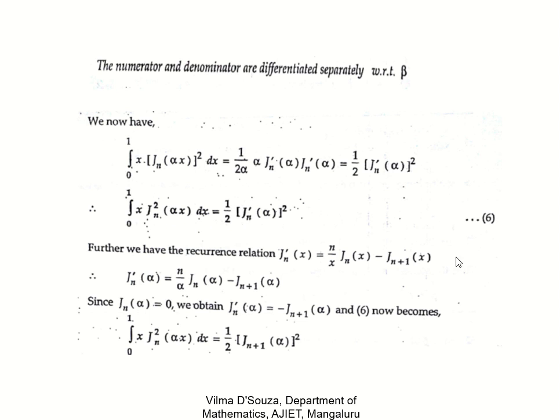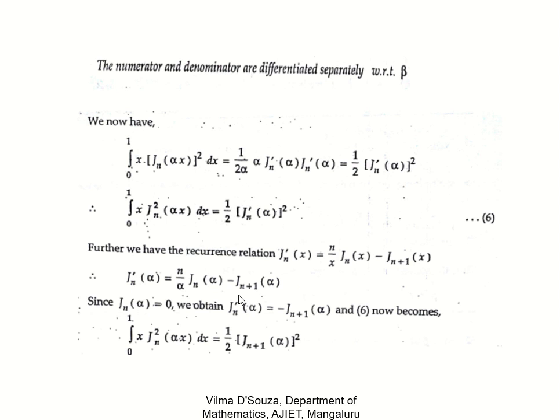Further, you need to remember this recurrence relation. Jn dash of x is equal to n by x Jn of x minus Jn plus 1 of x. So what is Jn dash of alpha from this? Jn dash of alpha is n by alpha Jn of alpha minus Jn plus 1 of alpha. Now what is Jn of alpha? 0. This term becomes 0. So what is Jn dash of alpha? Minus Jn plus 1 of alpha.